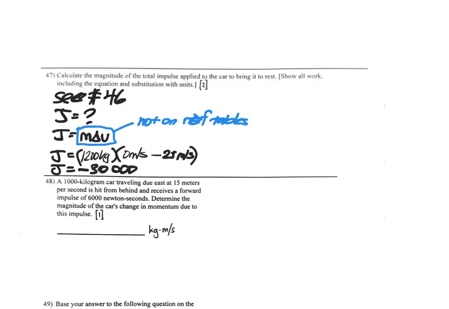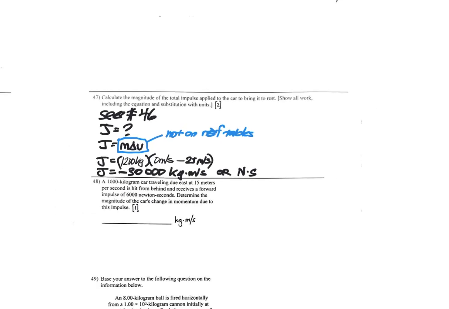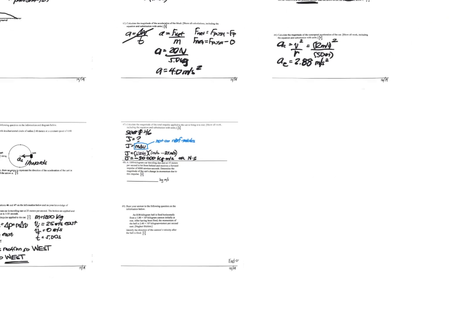And so we come to rest. It's a 1,200 kilogram car. It started at 25 meters per second, so 1,200 times negative 25 is negative 30,000, and it's kilograms and meters per second. So you write kilogram meters per second, but you could also write Newton seconds. Those are also possible units for impulse.